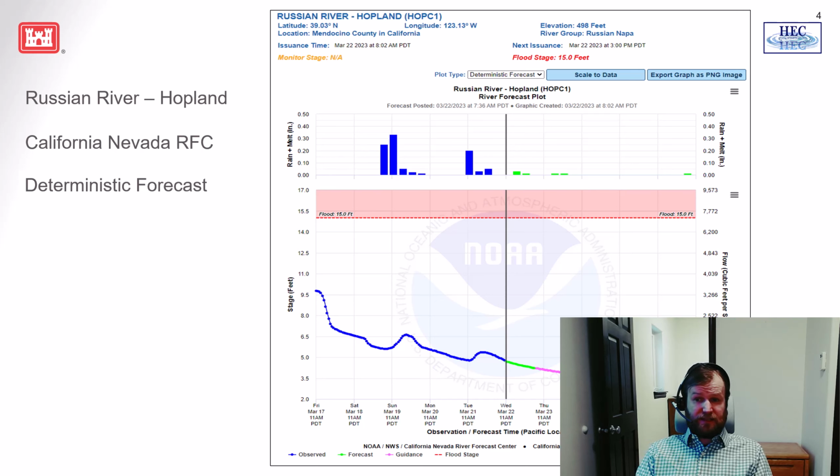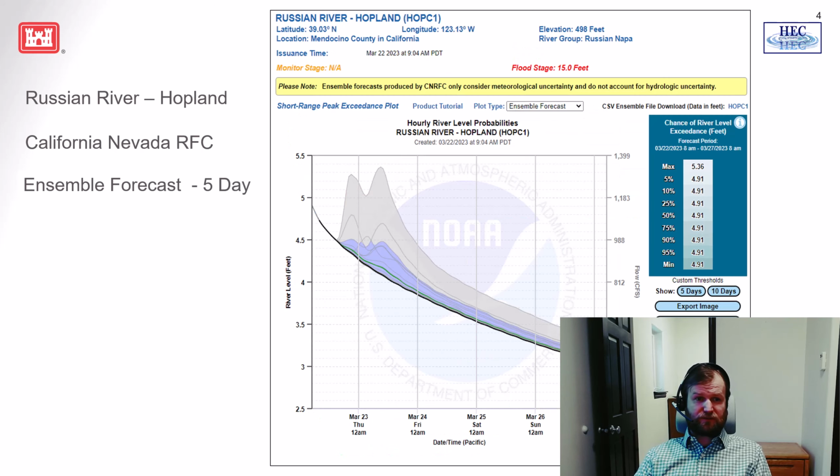Right now you can see the deterministic forecast does not show much of an increase in river stage. This was for an event a couple years ago in March. However, when we switch to the 5-day HEFS ensemble forecast, we see a little bit of increase, but really not much variability in the individual ensemble traces. You can see that they're all very tightly aligned.